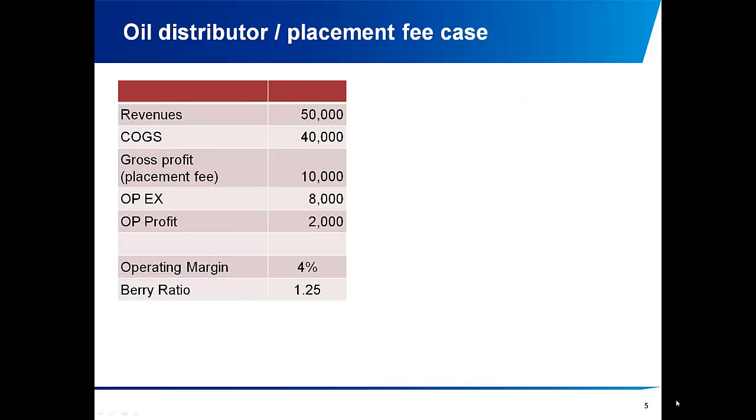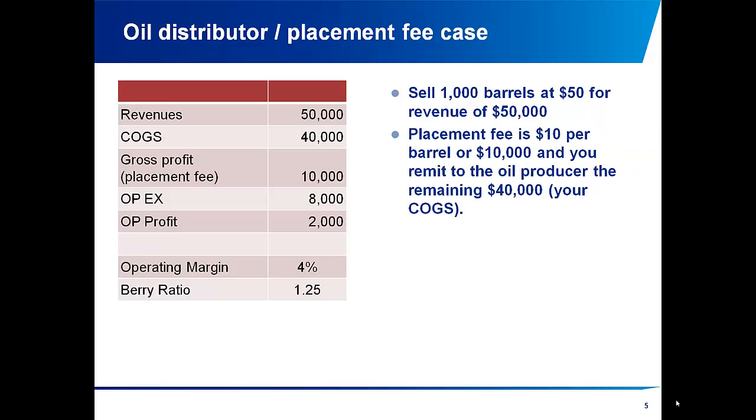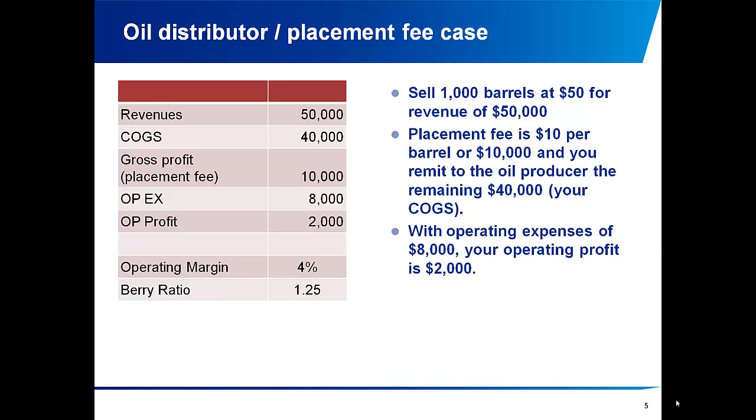So let's look at how this would operate. In a simple example, we're going to start off with a distributor who is selling 1,000 barrels of oil at $50 per barrel and bringing in a revenue of $50,000. They're going to be paid a placement fee equal to $10 per barrel, so that'll be $10,000, and they're going to remit back the difference to the oil producer, the remaining $40,000, that'll be reflected as their COGS. This will leave them with a gross profit equal to their placement fee of $10,000. They have an operating expense of $8,000, and so the operating profit will be $2,000.